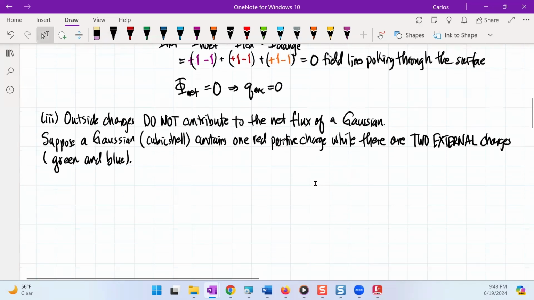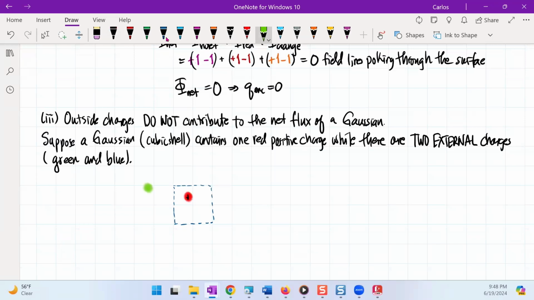So picture-wise, I imagine something like this. I'm going to take my cubic shell, and the way I'm going to arrange them here is that this charge is purposely off-centered, and then I have a green charge over here, and then I have a blue charge somewhere right there. So I'm going to make this green charge negative, and then this is positive.